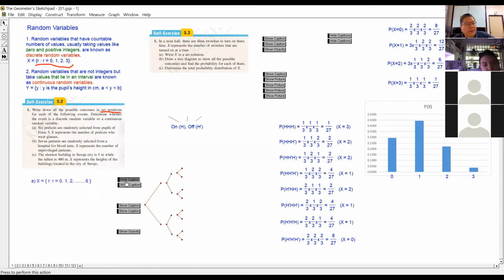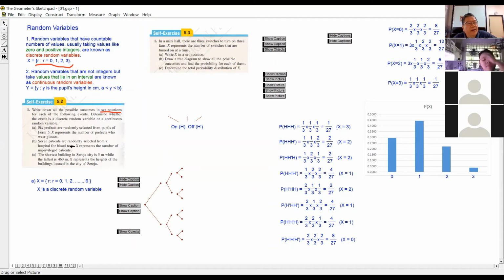So, yes, it's a discrete random variable. No need to write the range also, never mind. Just write down 0, 1, 2, 3, 4, 5, 6, right? So X is a discrete random variable.